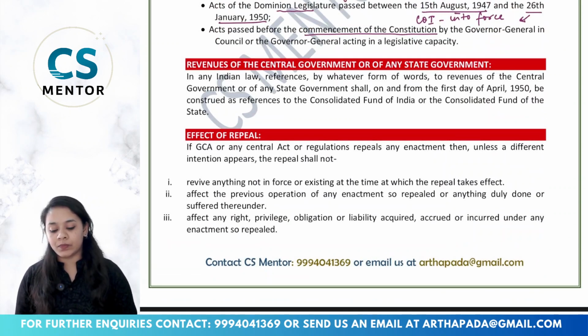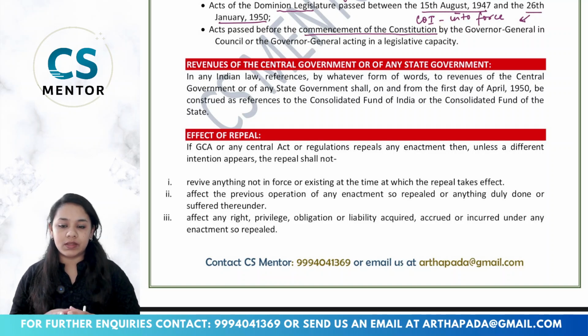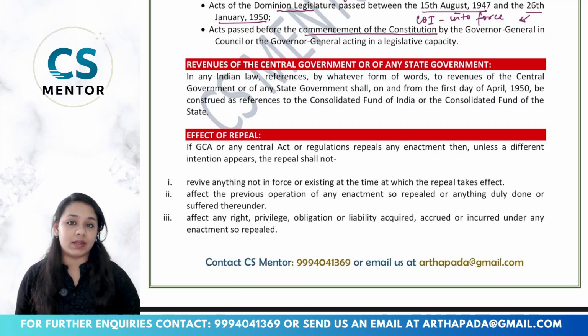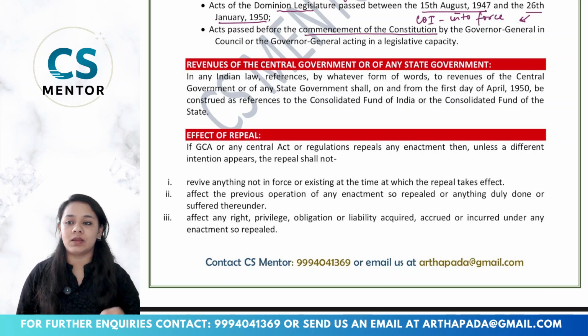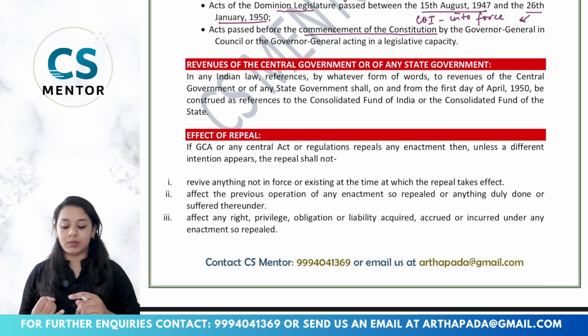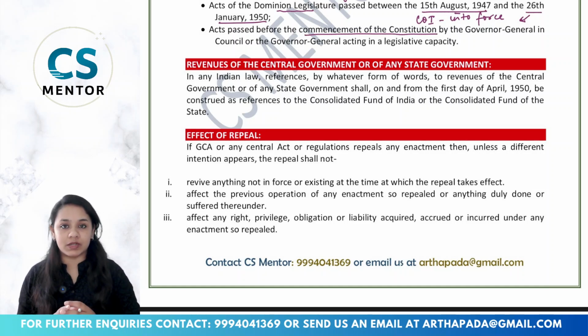First things first, you need to remember that everything that we are studying in the General Clauses Act is a set of principles that will apply to any laws. So the very first concept that we're looking at is revenue to the central government or state government. What do you mean by revenue to the central or the state government? It refers to any kind of money paid to the center or to the state. Please understand that when we say revenue, it can be in the form of penalties, taxes, fines, confiscations, or any other such form of revenue that the government is getting.